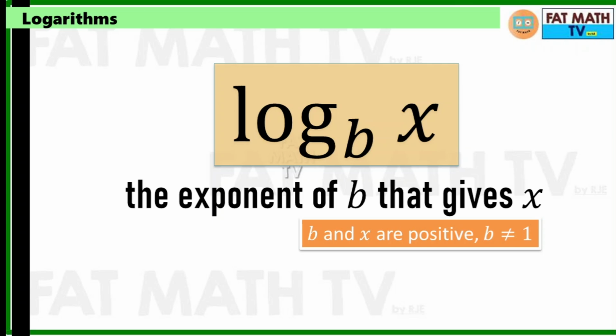So the logarithm of x to the base b is the exponent of b that gives x. So if you see this notation, this is asking you the exponent at which b should be raised to produce an x. We are restricting here that b and x are positive and b is not equal to 1.